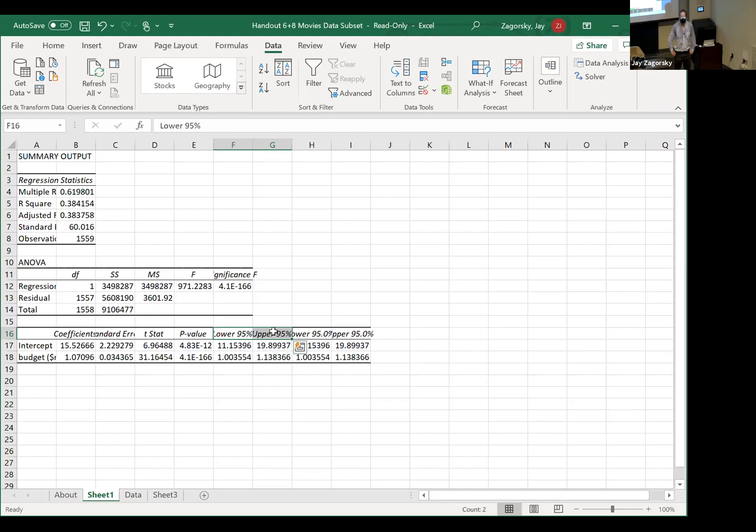Go ahead. Wait, so when you ran the regression, you unchecked constant 0? I thought you did. No, never check that box. Oh, okay. Never check that box unless you really know what you're doing.